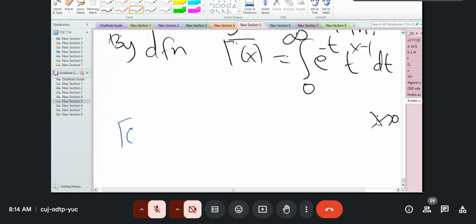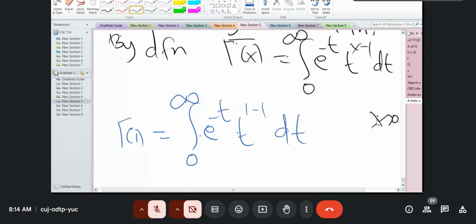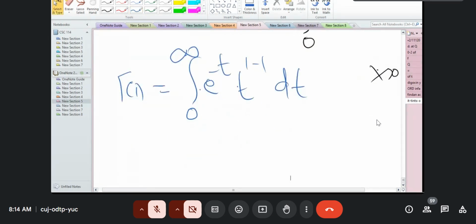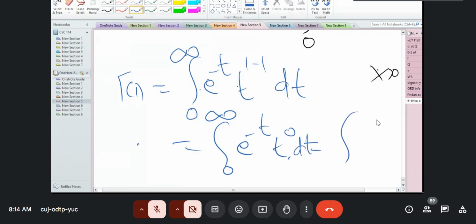So that's to tell you gamma of 1. If gamma of x is the integral from 0 to infinity e minus t, t to power x minus 1, then gamma of 1 is the integral from 0 to infinity e to minus t. In place of x, you substitute with 1, t raised to 1 minus 1 dt. 1 minus 1 is 0. So this is the antiderivative of e minus t, t raised to 0, but t raised to 0 is 1. So this is equal to, we integrate between 0 and infinity, e minus t dt.